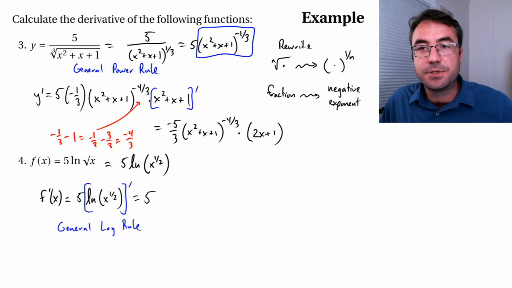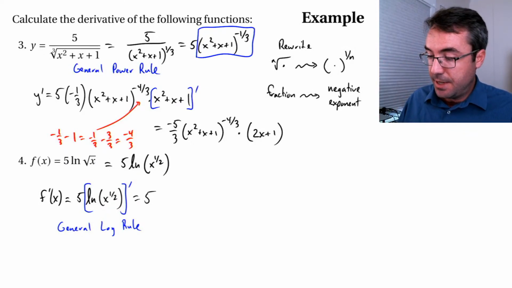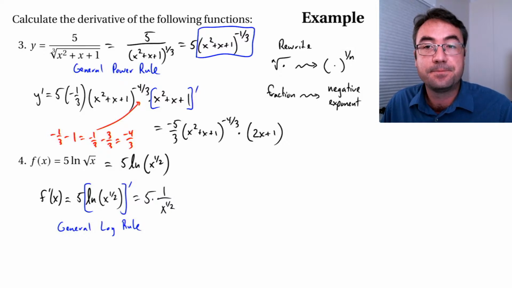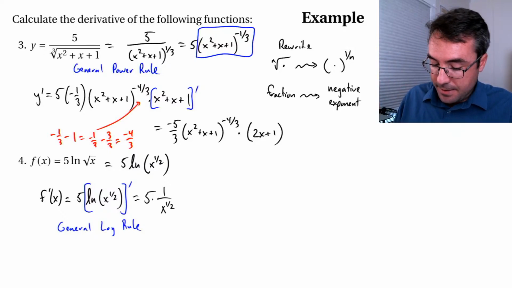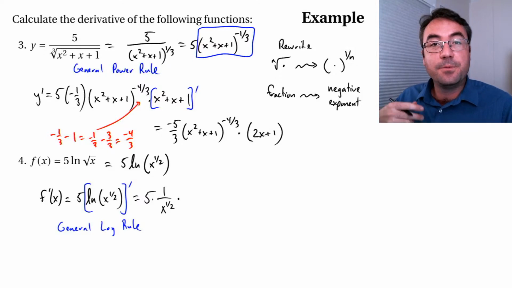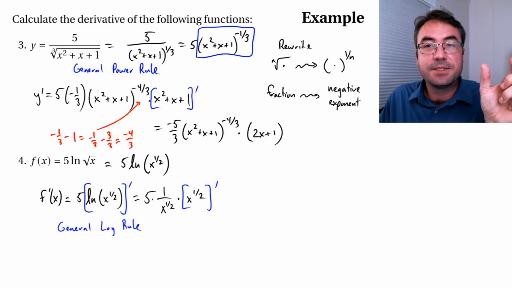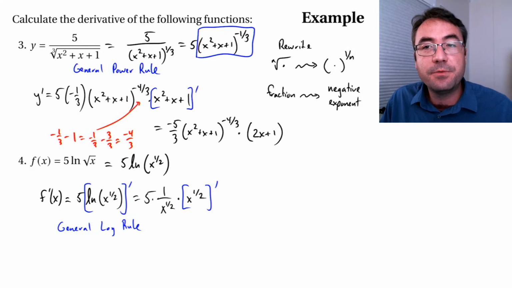Well, the 5 is out front, so we'll just keep writing it. And then for our general log rule, we take what's inside the log function and we do the reciprocal of it. So we're going to have 1 over x to the 1/2. So we take what's inside the natural log function, we just do the reciprocal. Now that's not the end of it. We take the inner function and we multiply by its derivative. So the 5 was a constant multiple, it just stays in front. Then the derivative of our outer function was like that reciprocal, 1 over x to the 1/2. And then we multiply by the derivative of our inner function.